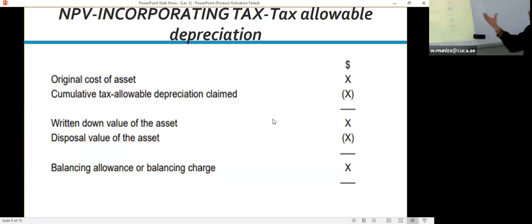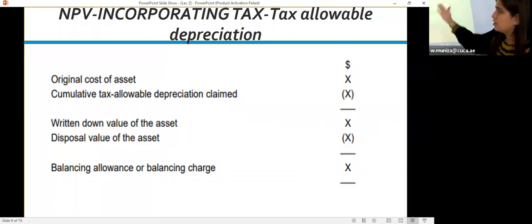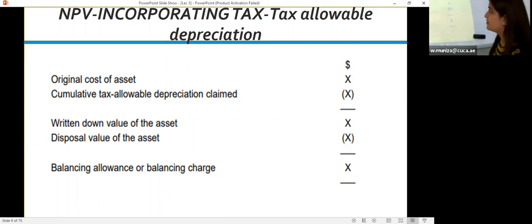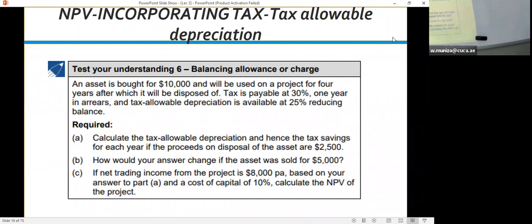So this is the pro forma for this one. Writing down allowance: original cost of an asset less cumulative tax allowable depreciation claimed gives us the written down value of the asset. By deducting the disposal value of the asset, we get the balancing allowance or balancing charge. If the disposal value of the asset is more than the written down value of the asset, we get the balancing allowance. If it is lesser than the written down value of the asset, we get the balancing charge. Got it? Anyhow, we are going to see it practically also. Here in understanding number 6.